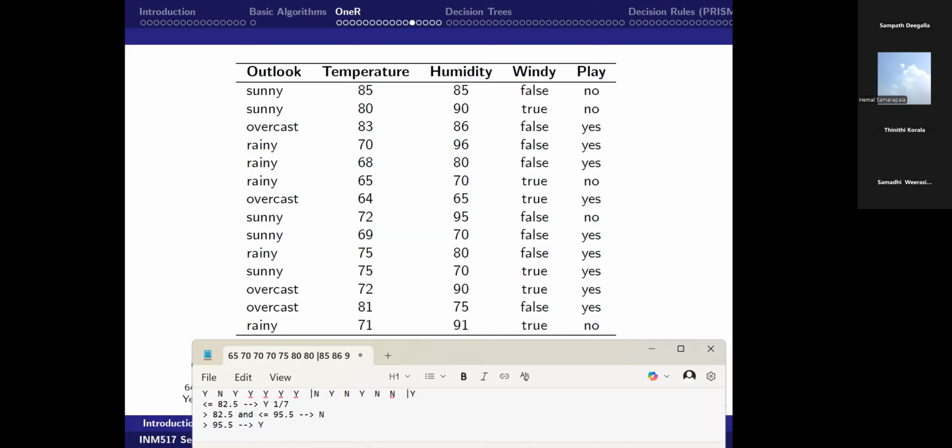And if it is in between, when we say no, you can notice there are 2 yes instances out of 1, 2, 3, 4, 5, 6, right? And here you have no errors because we have just one attribute. So the total error, right? The total error is 3 out of 14, right? 3 out of 14.